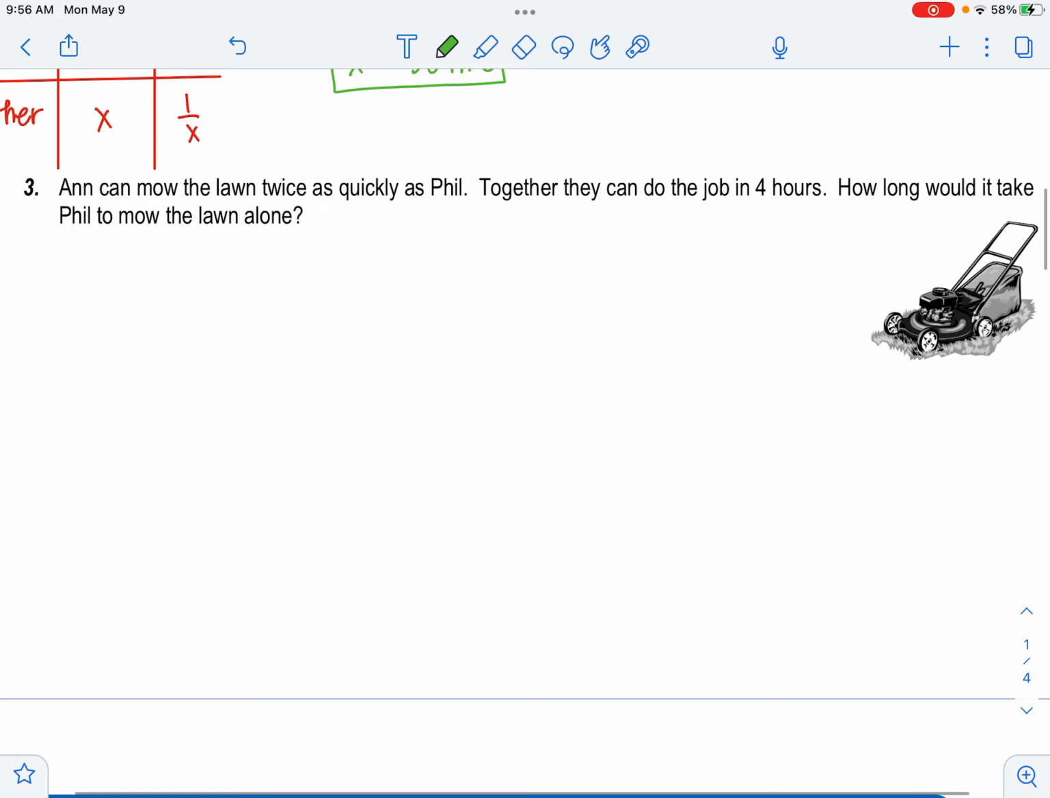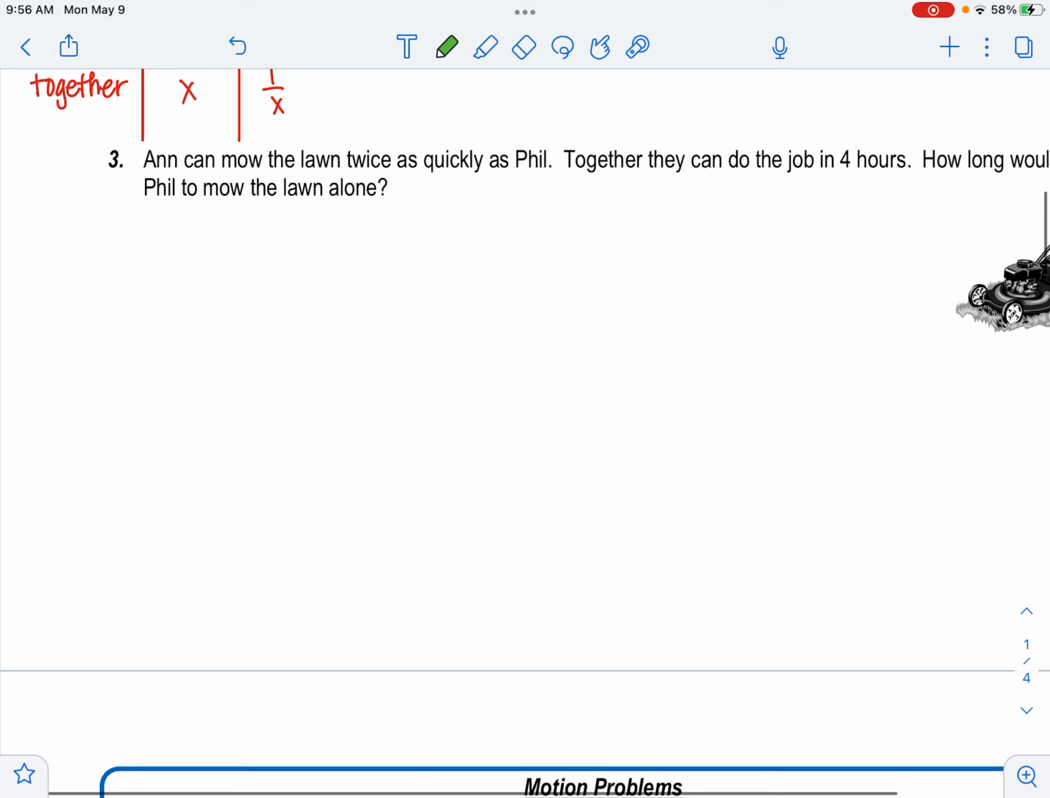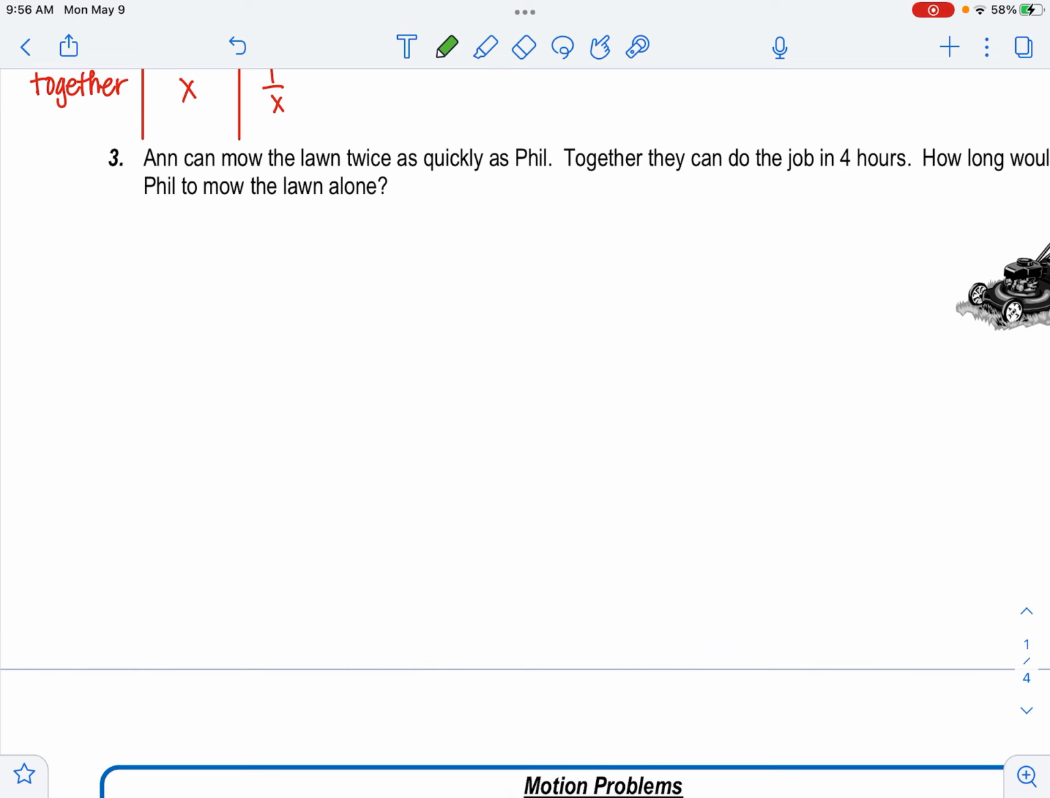It says Anne can mow the lawn twice as quickly as Phil. Together they can do the job in 4 hours. How long will it take Phil to mow the lawn alone? All right, so once again, I'm going to make my horizontal lines here. And on those lines, I'm going to put Anne, Phil, and then together.